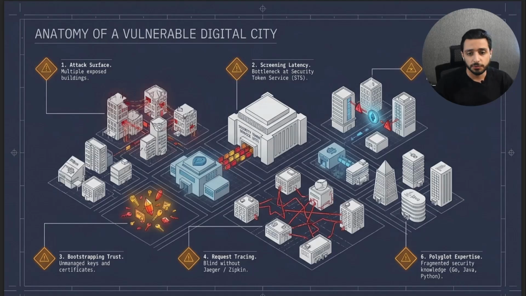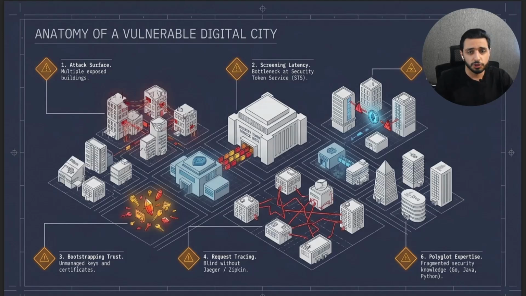When an error or a security breach happens in a monolith, the stack trace is all in one place. But in microservices, a single request might hop through 10 different services. Without complex distributed tracing tools like Jaeger or Zipkin, you're essentially blind to how data is moving through your system. The next issue is user context sharing.